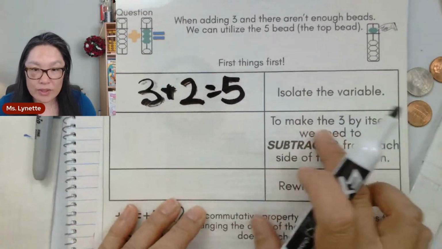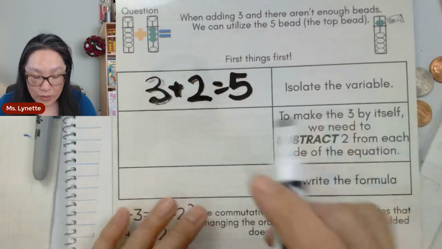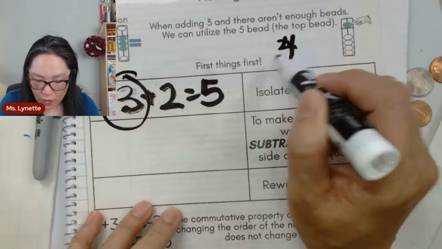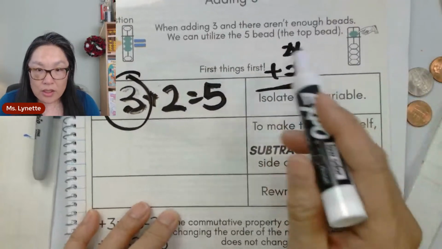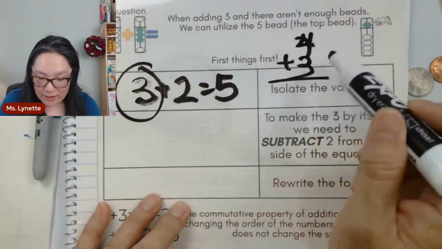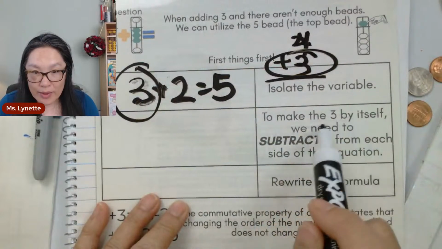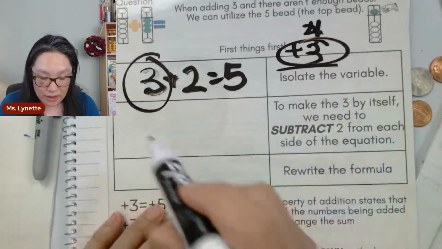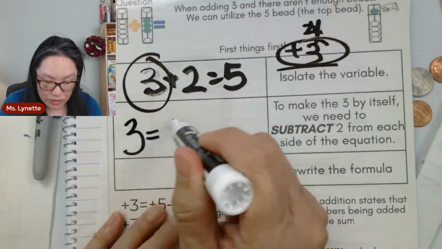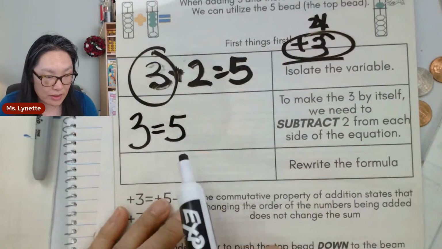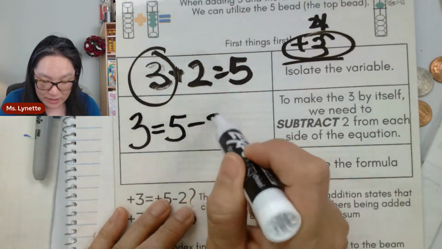Here is what we need to do: we need to isolate the 3. Why are we going to isolate the 3? Because the question is 4 plus 3. If the question is 4 plus 3, we need to isolate the variable. So we're going to make the 3 by itself and then subtract from each side. If I do 3 equals 5, notice it's not balanced. Because it's not balanced, we're going to minus the 2.